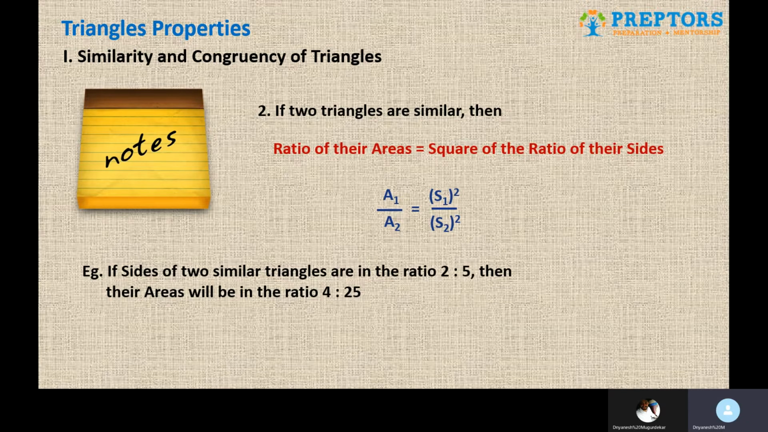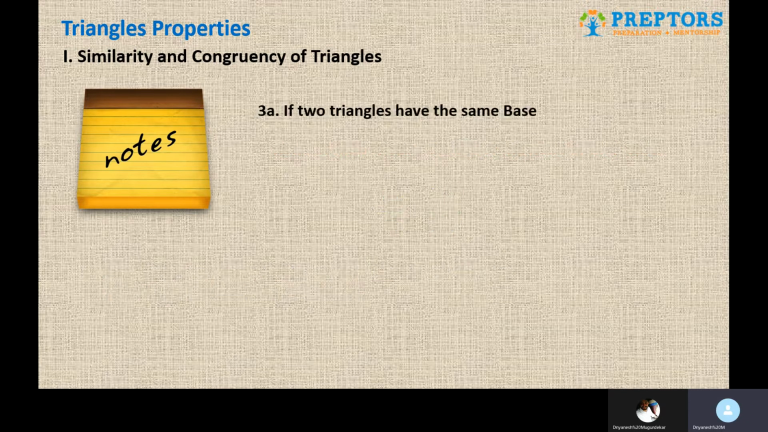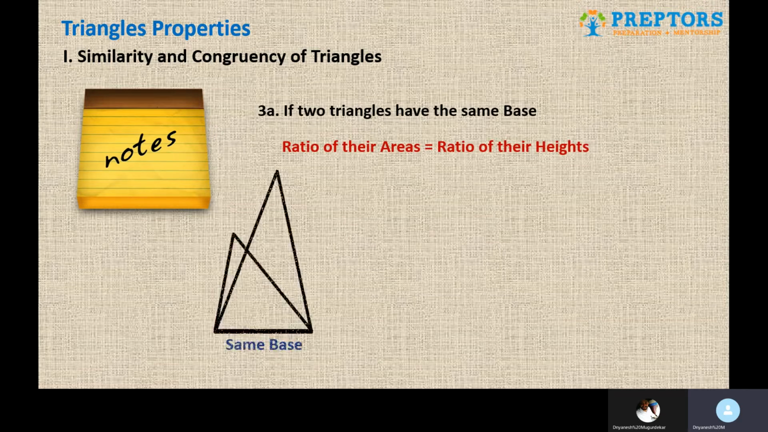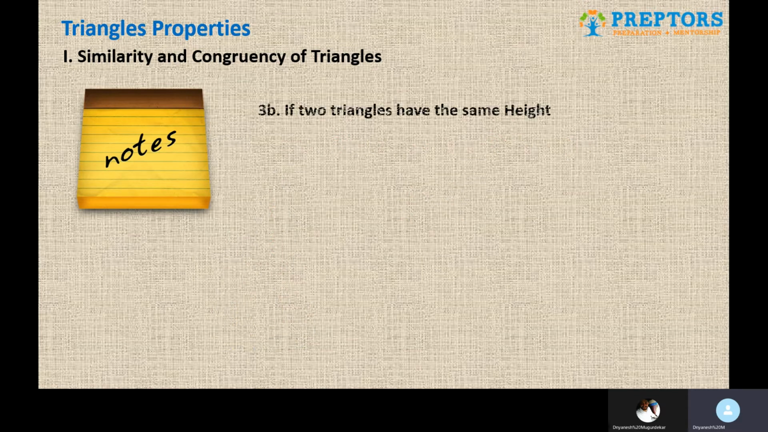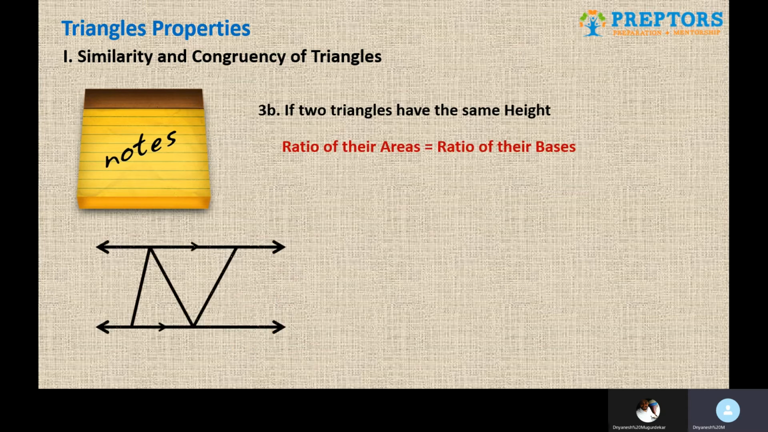Very important. The third one: if the triangles have the same base, obviously the area will depend entirely on the height. So the ratio of the areas is equal to the ratio of their heights. If they have the same base, more the height, more the area, less the height, less the area, as you can also see in the figure. Similarly, if two triangles have the same height, the area will depend on the base. More the base, more the area, less the base, less the area enclosed.